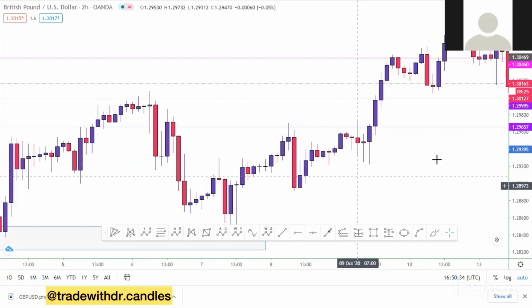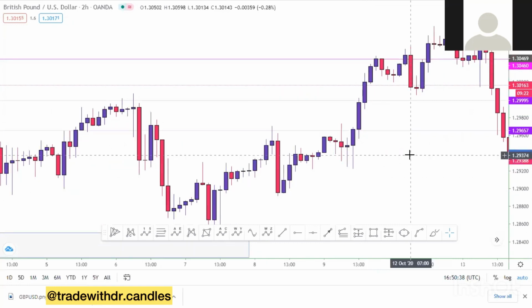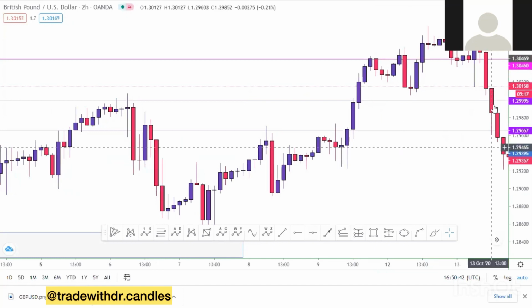Let me see if I can get an example for us. So this is a wick. This is a candlestick that created a wick. As you can see with this one, it filled the wick completely. So this is a whole wick that has been filled 100%.